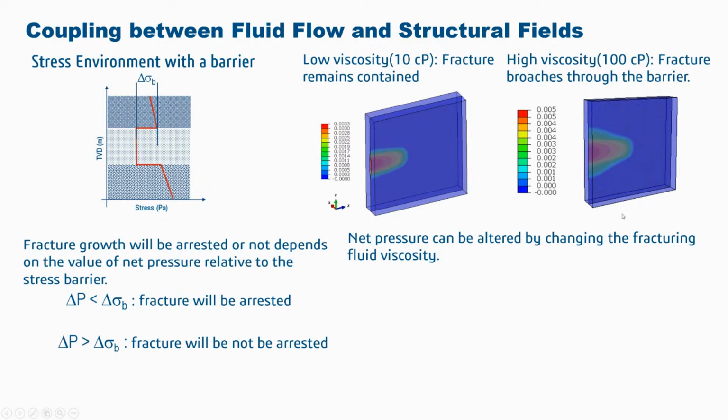In contrast, in the case of high viscosity fluid, the net pressure is significantly higher. As a result, the fracture can broach through the stress barrier. So you can clearly see the difference in the fracture growth behavior, mainly arising from the fracture fluid viscosity. So we can capture those kinds of details with our technology.